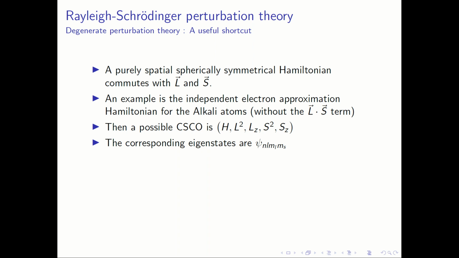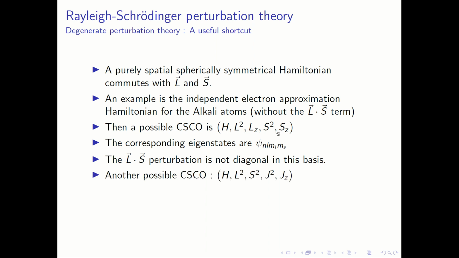Now, there is also another possible CSCO, something we have learned when we talked about rotations. The reason why the other CSCO will be important is that the L dot S perturbation is not diagonal in this basis. So, L dot S does not commute with all the operators in here. In particular, it does not commute with Lz and Sz.